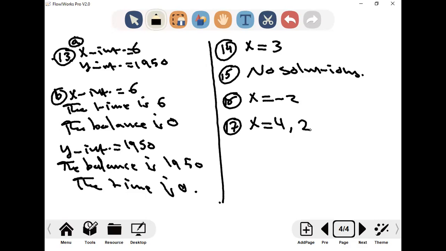Now, why didn't I ask you to solve question 19, for example? This type of equation is a quadratic. Later on, we will solve it very specifically. Like 17, a quadratic. So put 2 and 4. Don't just ignore it.